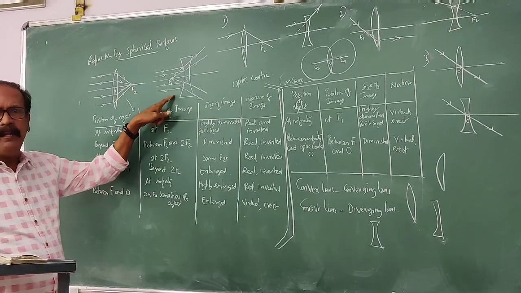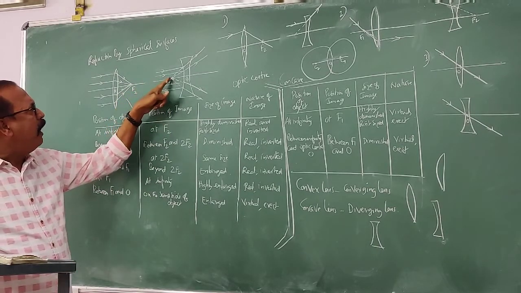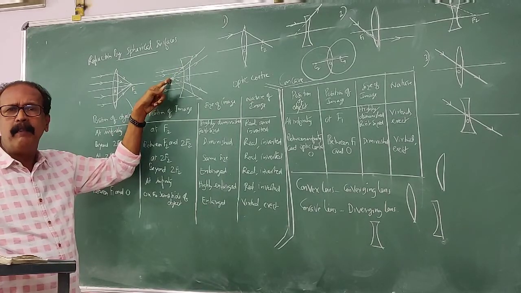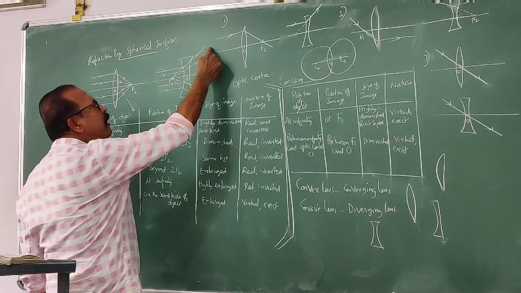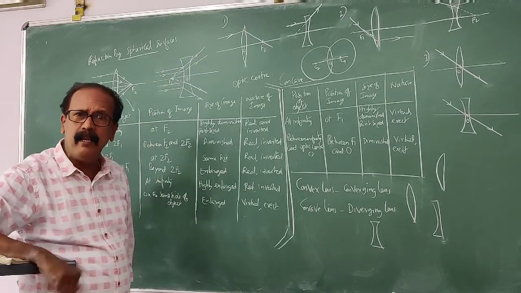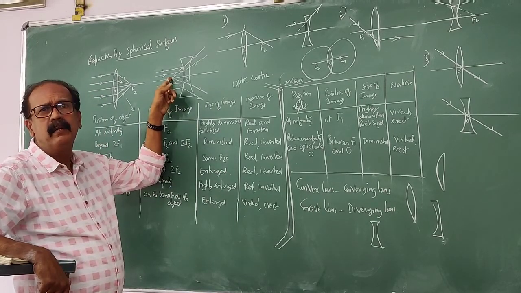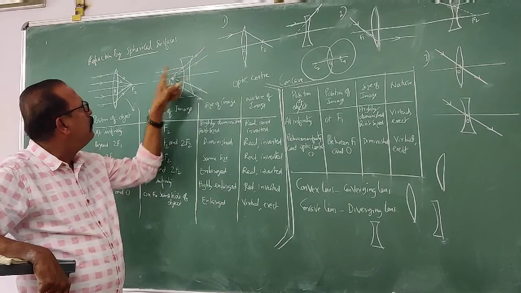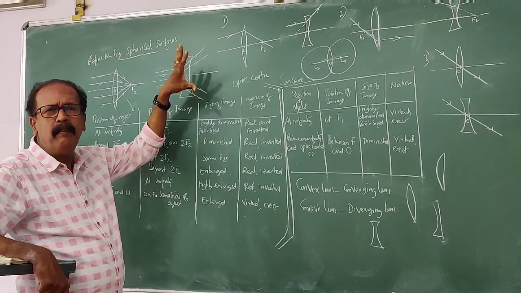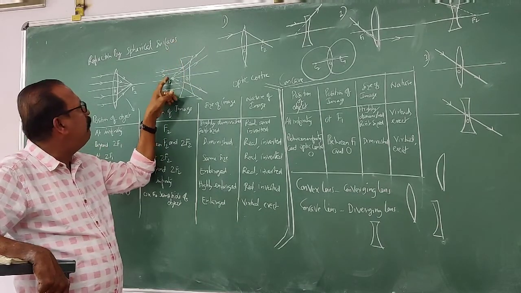For a concave lens, a parallel beam of light close to the principal axis, after refraction, appears to diverge from a point on the principal axis. If you look from here, you can see an image here, but the image cannot be focused on a screen. The image formed will be a virtual image. The light rays after refraction appear to diverge from a point on the principal axis. This is called the principal focus of a concave lens.